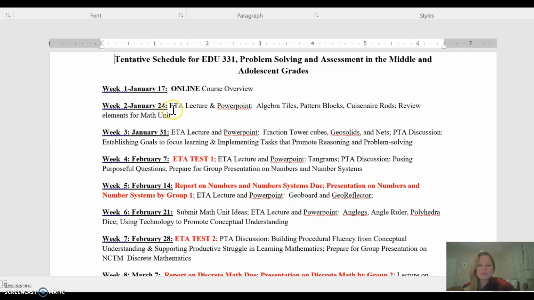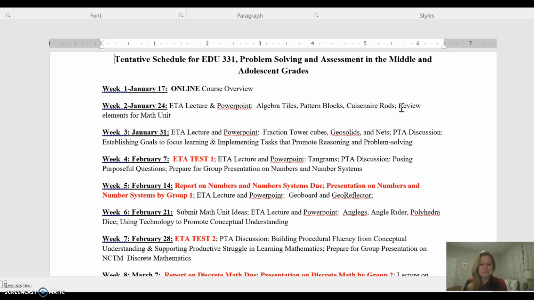Next week, we will look at, now you'll notice that I abbreviate and I say ETA, lecture, and PowerPoint. And the topic we'll be looking at is algebra tiles, pattern blocks, and Cuisenaire rods. And then we will review the elements for the math unit that you looked at in the course information sheet. We discussed it briefly, but I don't want you to worry about it now, so that's why we'll look at it next week. What does ETA mean?